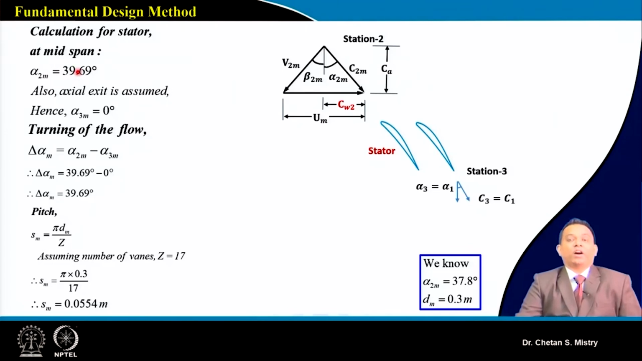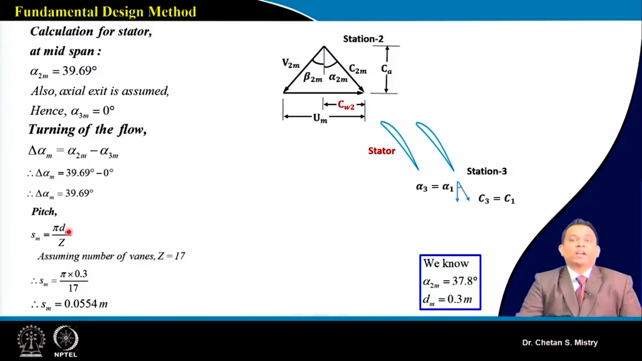For the earlier free vortex calculation, at the mid station the pressure was 1000 Pascal, and here it is 1070 Pascal, and that's the reason why delta alpha will be different at the mid station. So you need to be a little careful in doing the calculation. Once we calculate this delta alpha, it comes to 39.69.